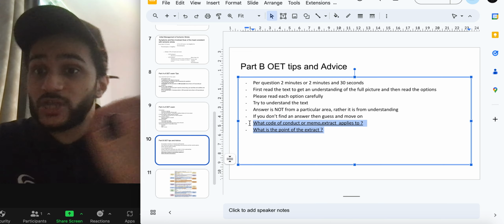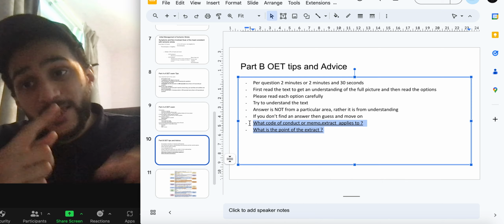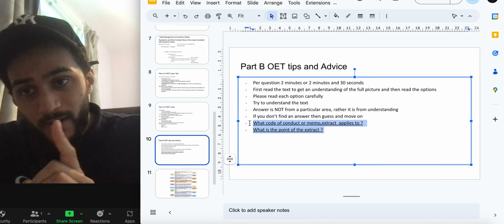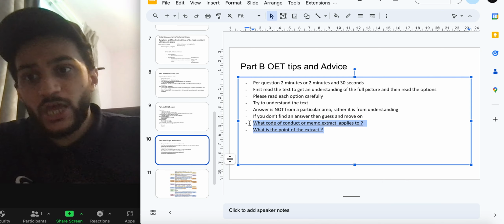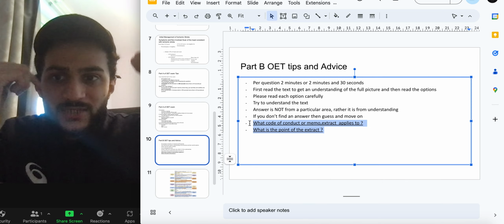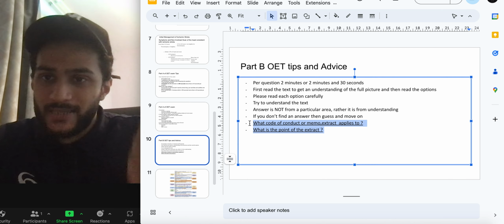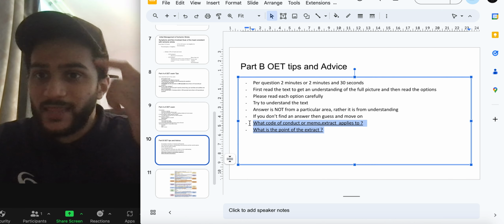They usually have the answer in the first line, or sometimes they have the answer in the last line. Sometimes the answer is also in the middle. It's quite common. The answer is in the middle of the text. Just read it, understand it. You should be able to explain this text to someone else. Understand the text. Okay? And then you come to each option.